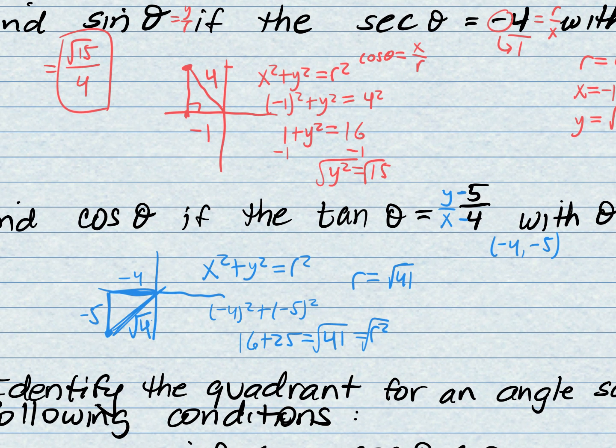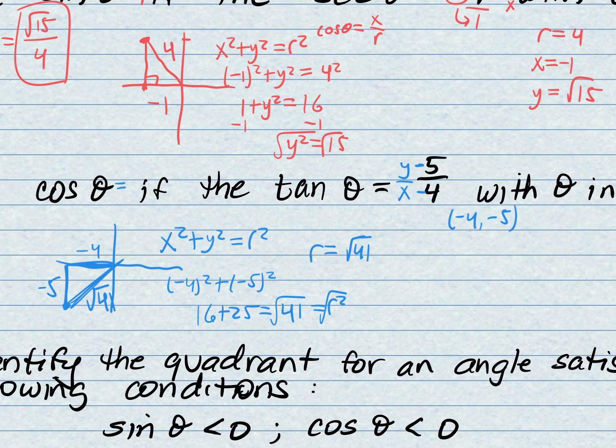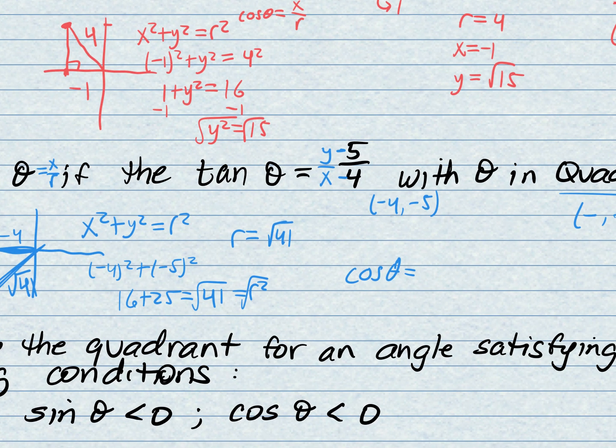Whoa, 41, okay. And cosine is adjacent over hypotenuse, or x over r. So I know that cosine of my angle theta has to be x, which is negative 4, over r, which is the square root of 41.